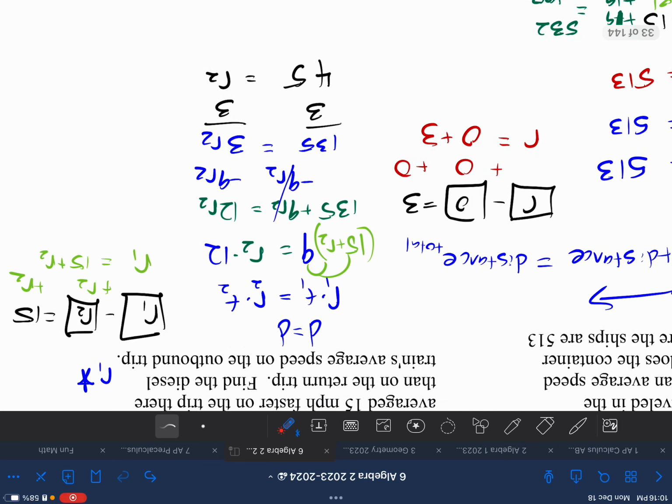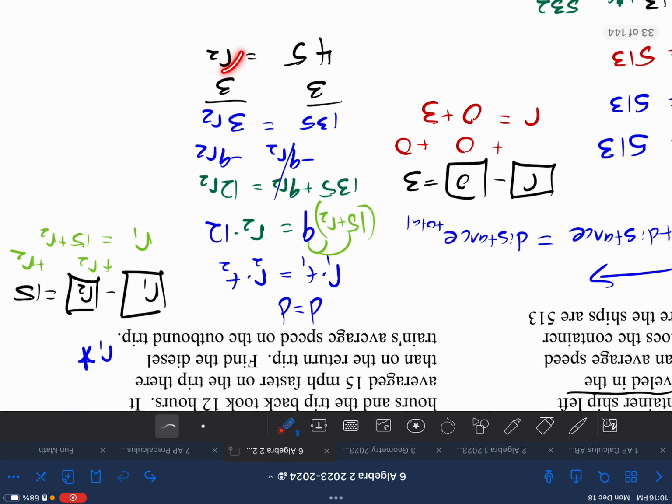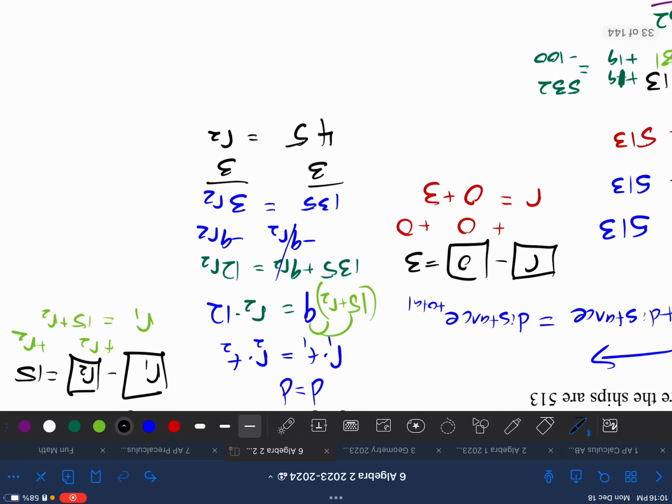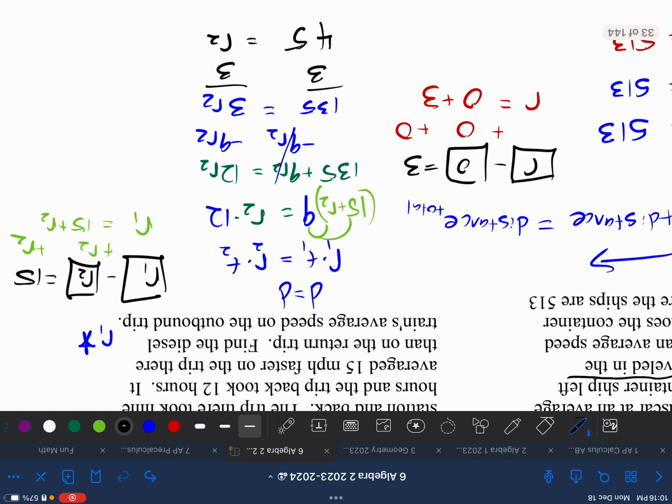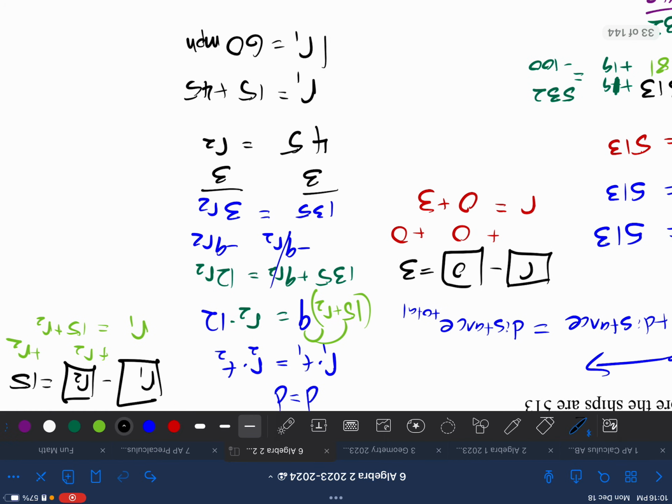Oh, wait a second. We're trying to find R1. We just found R2. So to find R1, you take R2, which we have, and you just add 15 to it. So that means down here we can say R1 is equal to 15 plus the 45. Therefore, R1 is equal to 60. And that's in miles per hour, I believe, for our units. 60 miles per hour for rate 1.